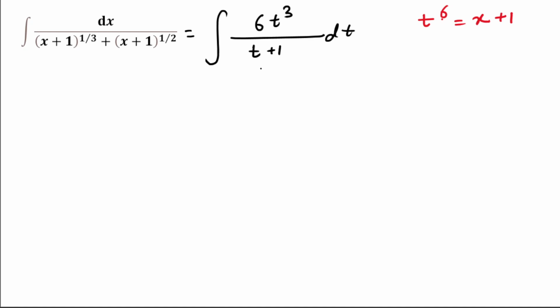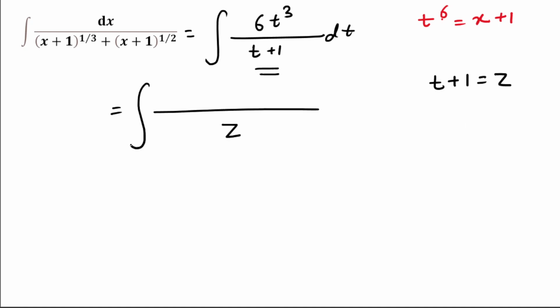In order to do that, we can't have this kind of term in the denominator, right? So we'll have to change that as well. So we'll substitute again, t plus 1 equals z. Okay, that we will substitute. Now we can take the 6 out as well. Now we have to transform t cubed. So t cubed is basically (z minus 1) cubed, since z minus 1 is t.